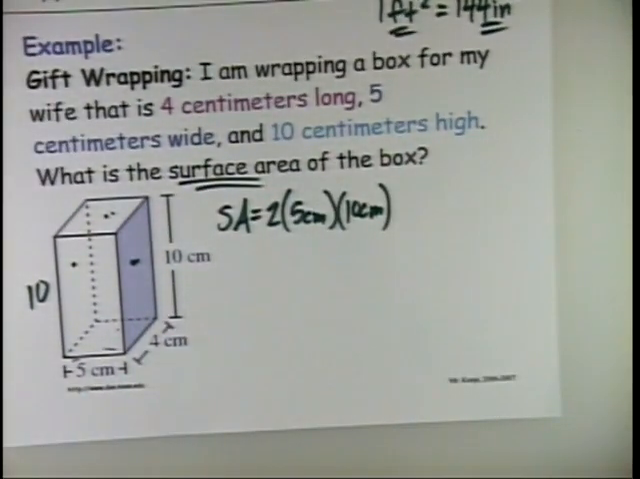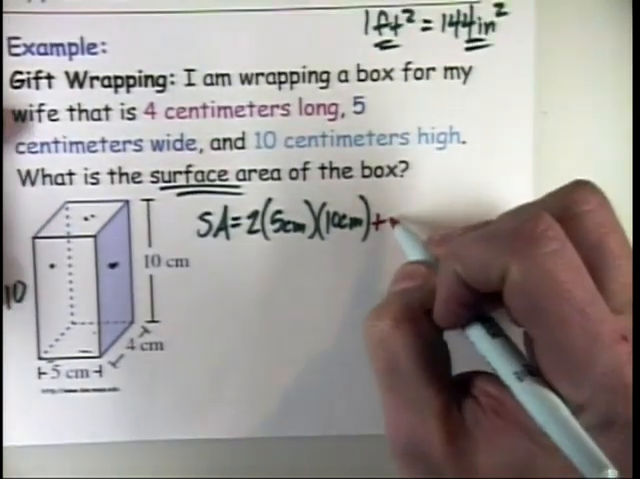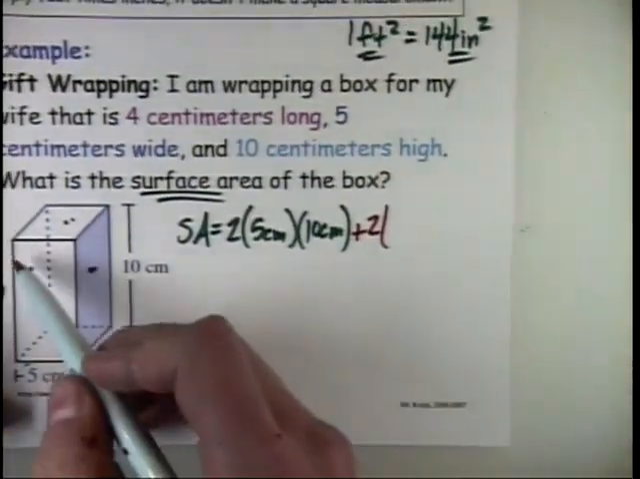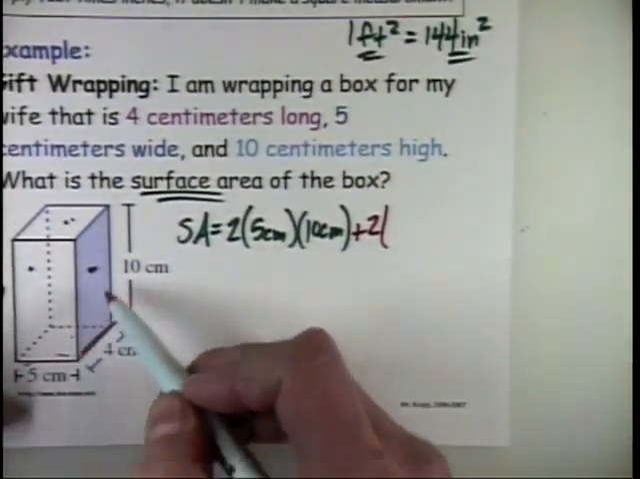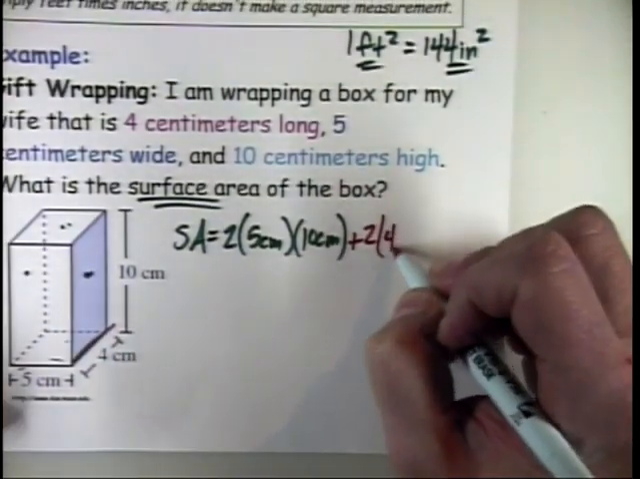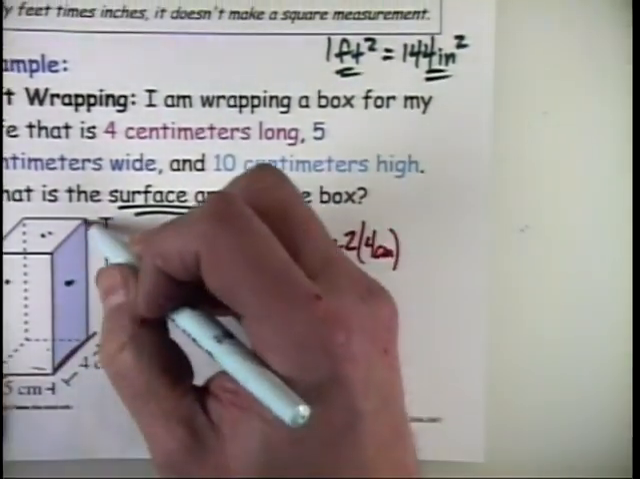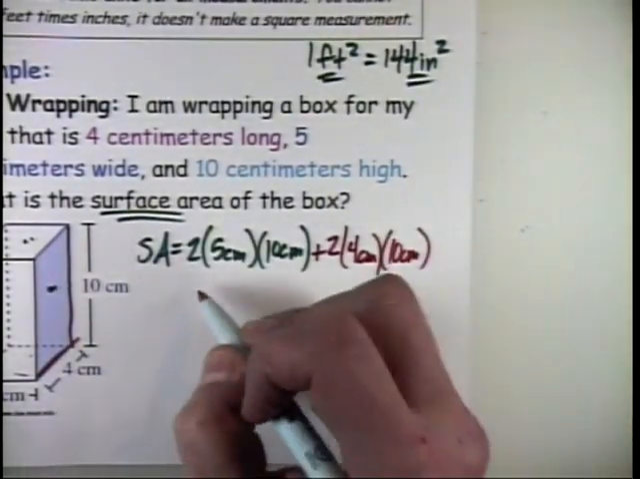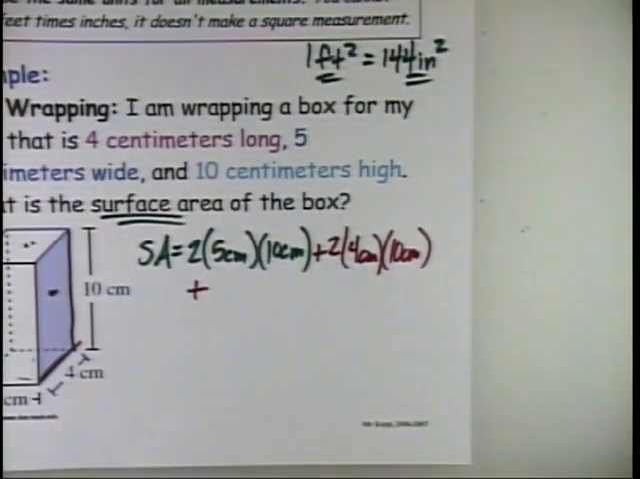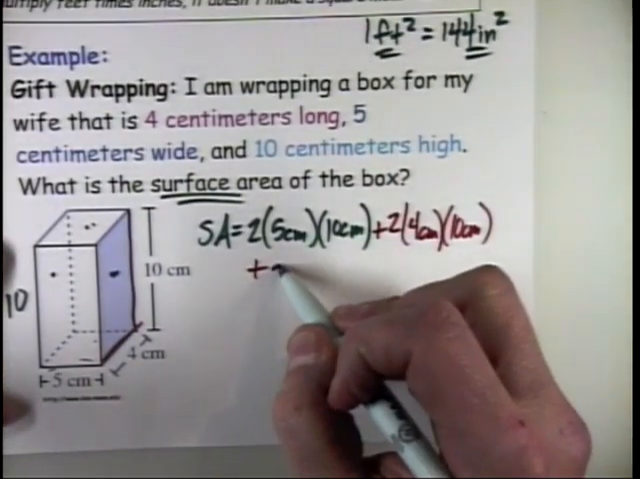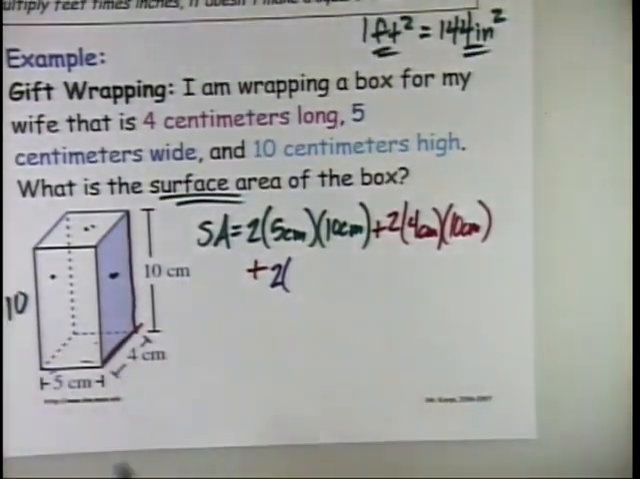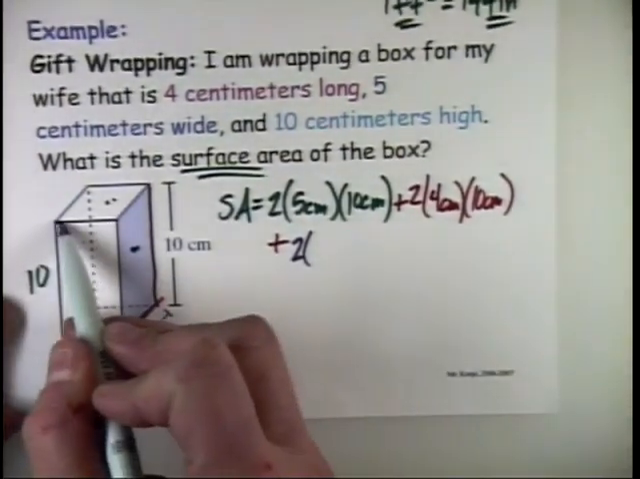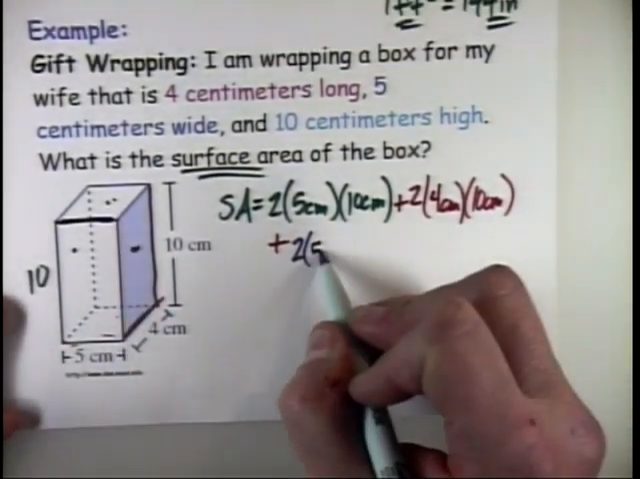Plus, well, now I need to go to another side. Plus 2, I'm going to switch colors here. I've already done the front, 5 times 10. Let's do the shaded side here. It is 4 centimeters times the height of 10 centimeters. And then I'm running out of room, so I'll wrap down here. Plus the other side, let's do the top and the bottom. The top and the bottom are congruent, so I have 2 of them. And I need to carefully look on the diagram. This is one of the dimensions, and it is 5 centimeters.